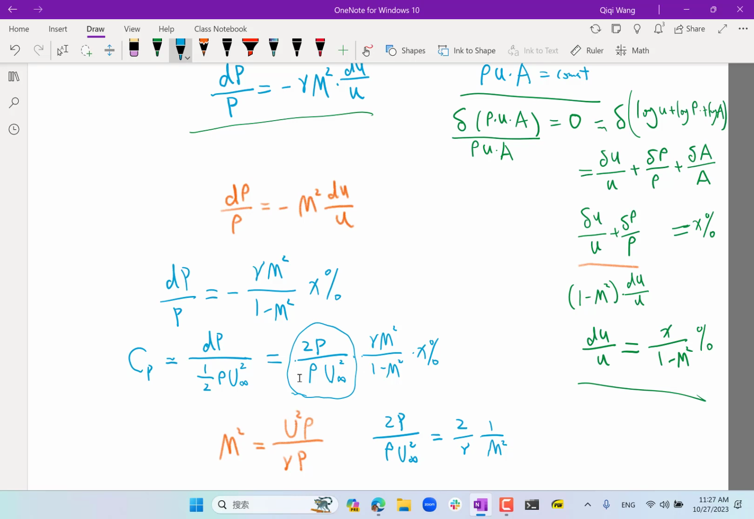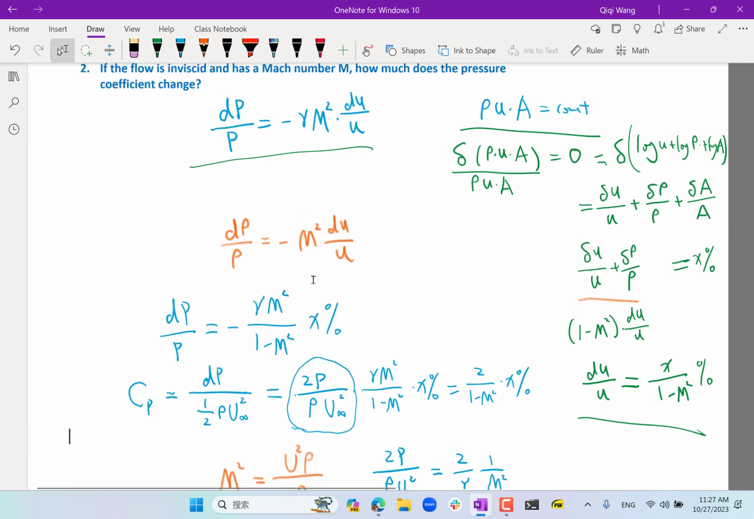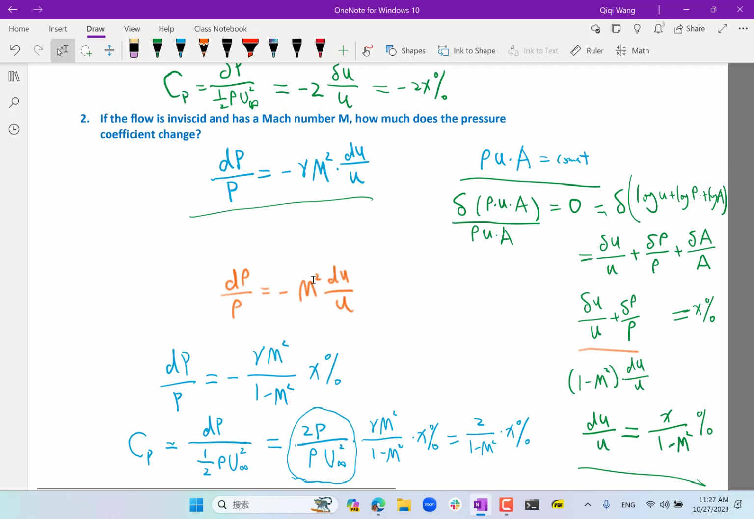Which means we get some nice cancellations over here. We plug this in, the M squared cancels, the gamma cancels. What we get is 2 over 1 minus M squared times x%. That's our answer to how the pressure coefficient is going to change upon a slight contraction. First of all, let's see the agreement between the incompressible case, minus 2 times x%, and the compressible case.